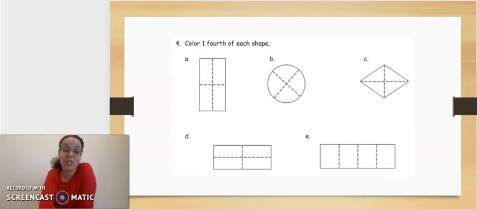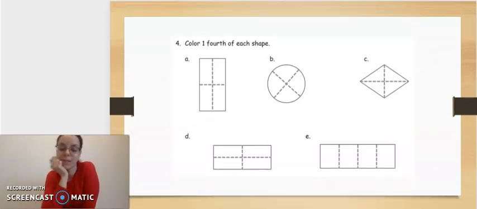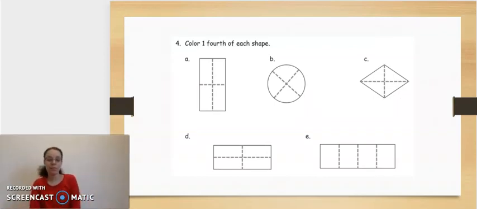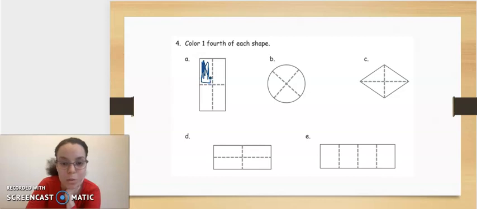Now, on this page, you need to color in 1/4 of each shape. Don't get tricked. Let's see. You guys do it first, and I'll show you my answers. Only 1/4 of each shape. All right, here's what I got. 1 out of 4. Only one piece of the 4. Cool.